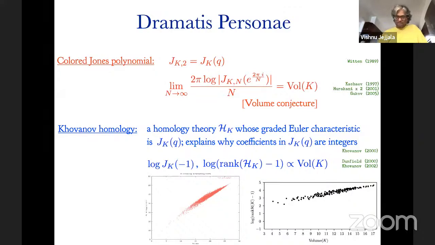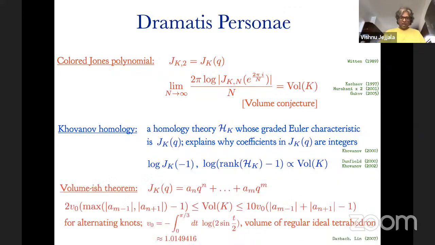So there's a theorem, called the volumish theorem, by Dasbach and Lin, which says if you take the penultimate coefficients, on the maximum degree side and the minimum degree side of the Jones polynomial, those coefficients establish a bound on the volume of the knot complement. And this bound is the strongest formal result on the volume of the knot complement and the Jones polynomial that I'm aware of in the literature.